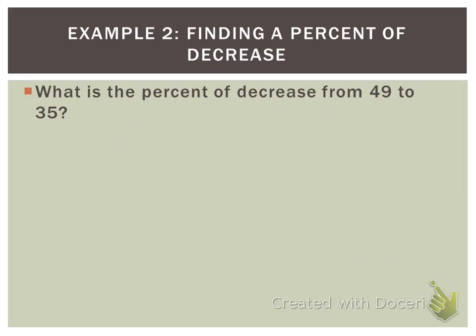Now in example 2, it's just the flip side. The good news is the process is still the same. It's just now we're calculating percent of decrease. So again, I'm going to use the formula P equals, and we'll use the abbreviation AOC, amount of change, over the original amount. Okay?